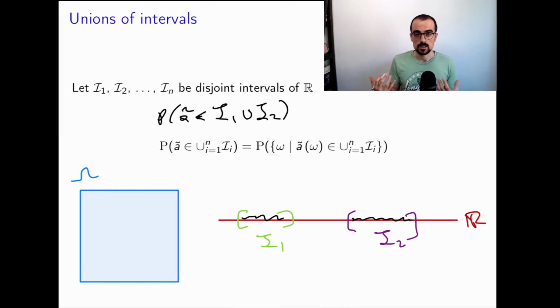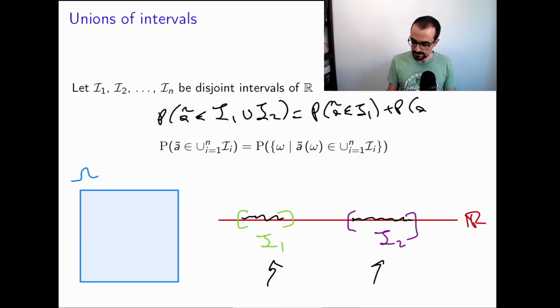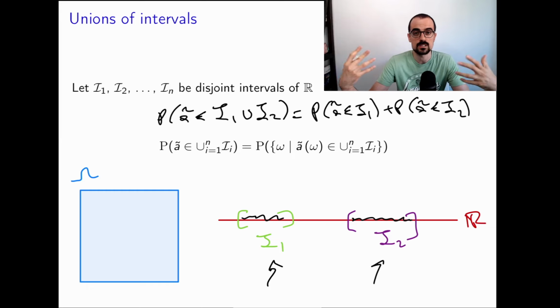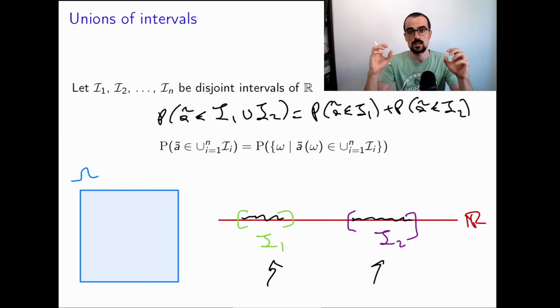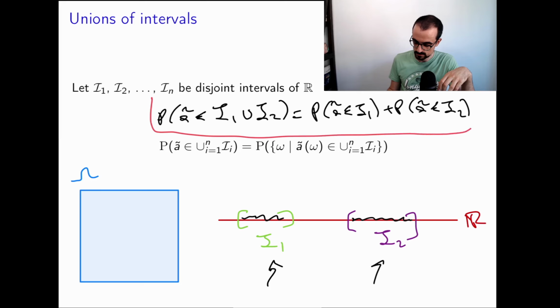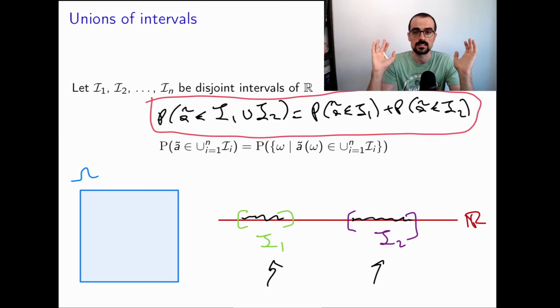Because these are disjoint, we might want to say, oh, that's just the probability that A is in the first interval plus the probability that A is in the second interval. And that would be very nice because it would make our lives very easy, because then we can just reason about individual intervals and then add up the probabilities. This is great. But the way we have defined continuous random variables, it's not immediately obvious that this actually holds.